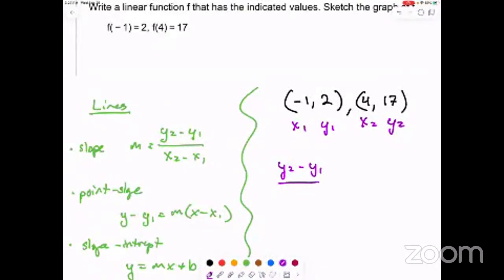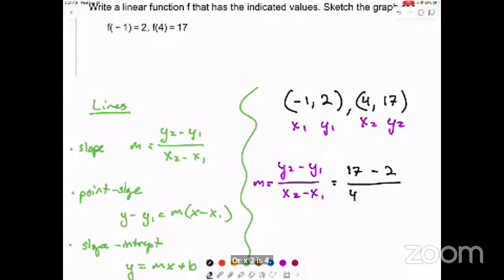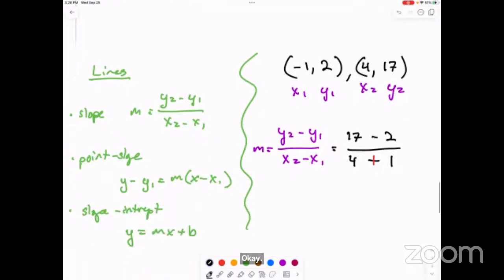If we plug in what's given, our y2 is 17 minus our y1 is 2. Our x2 is 4. Now it's minus a -1, right? So the double negative becomes positive 1. And it looks like it's 15 over 5, which is 3. So that's our slope.